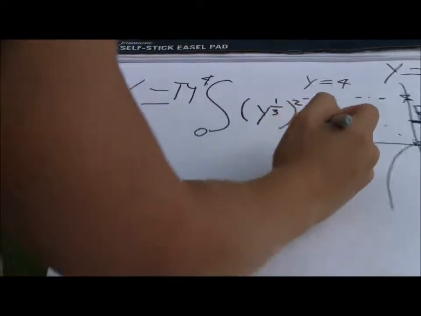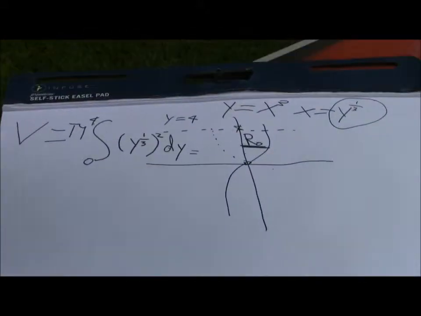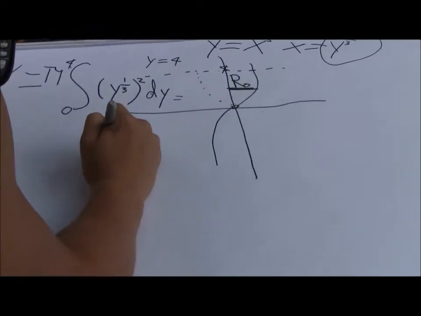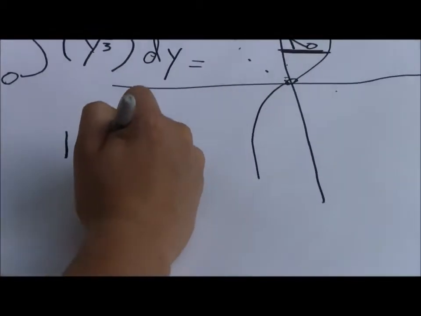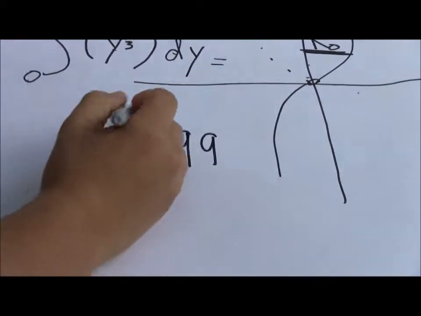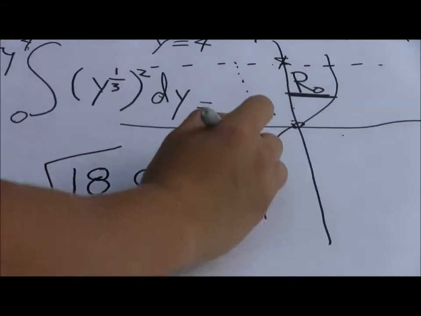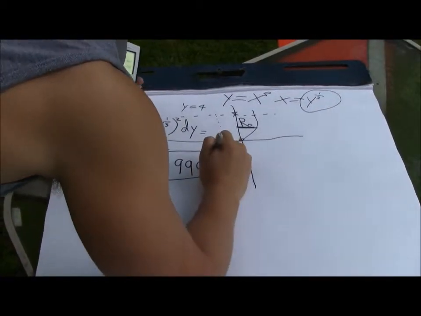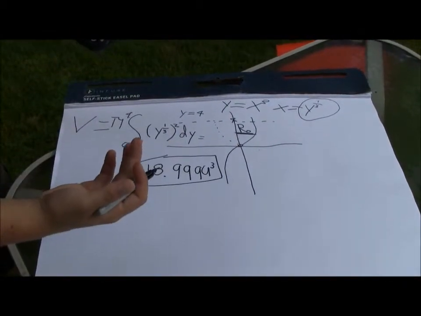For the purpose of this video, we're keeping it to the thousandth place, so it's 18.999. If we're going to use units, it'll be units cubed, because we're taking the volume of it. And that's pretty much it.